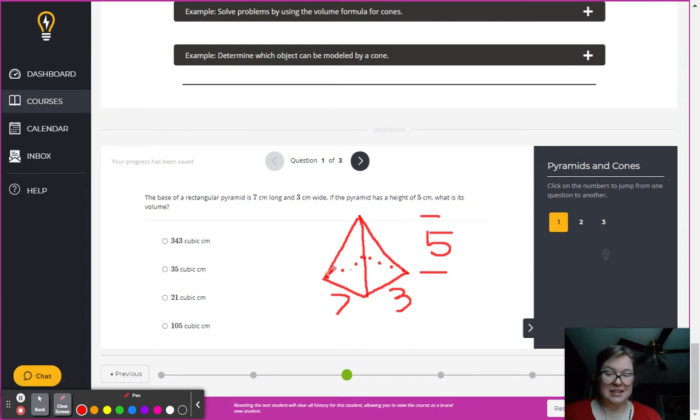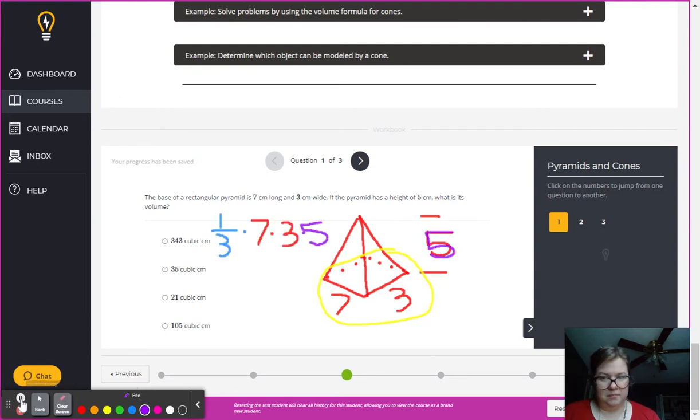Let's figure out what that base is. Notice that these two things right here make up the base. So I would just do 7 multiplied by 3. So here we go. Excuse my handwriting. So it's 1/3 multiplied by 7, multiplied by 3, multiplied by 5. Let me show you a nice, fast, easy way of looking at this one. I can see it's 1/3, which is the same thing as dividing by 3. And right here, I multiply by 3. So those just cancel out. And then all I have to calculate is 7 multiplied by 5, which I know is 35.